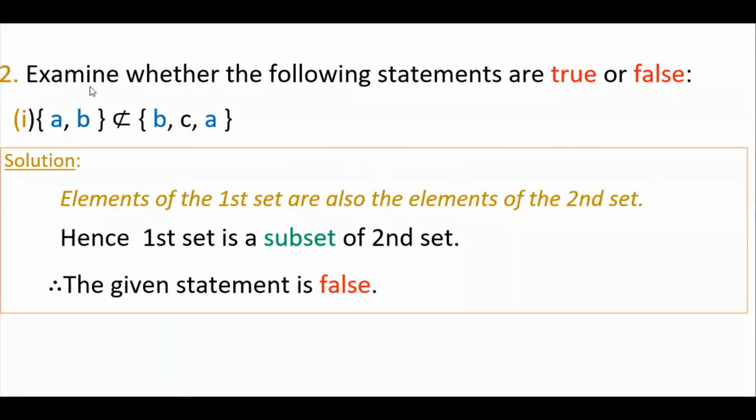This is second problem. Examine whether the following statements are true or false. The first one is, this is the first set, A, B are the elements of the first set and in the second set B, C, A are the elements. It is given that the first set is not a subset of the second set. But here the elements of the first set are the elements of the second set. So it is a subset of the second set. But here it is given not a subset. So the given statement is false.